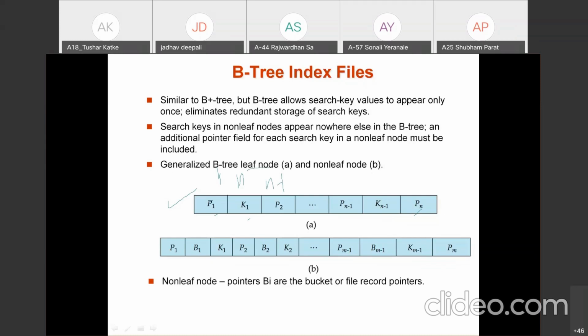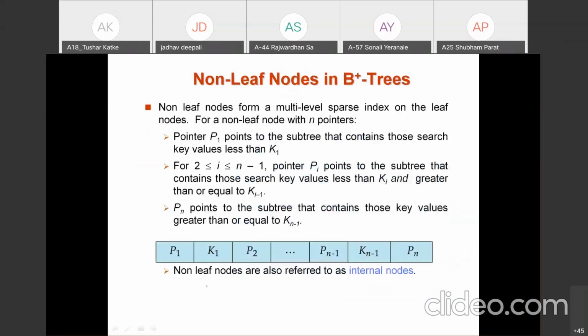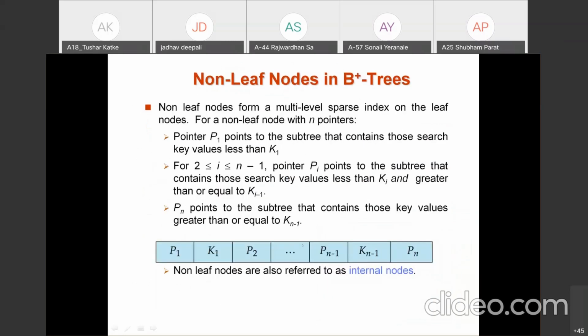So the pointer P1 points to the record which is equal to K1. P2 points to the record which is equal to K2. Pn points to the record which is equal to Kn minus 1, and in this way. Now there is a difference in the non-leaf node. The leaf node is the same; there is no difference in the leaf node from what we have seen in the B plus tree. This pointer points to the record with Brandon, this pointer points to the record with Califieri, and this one points to the record with Crick. So the same structure is here.